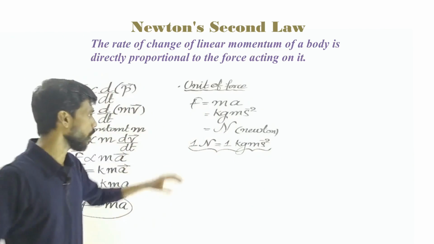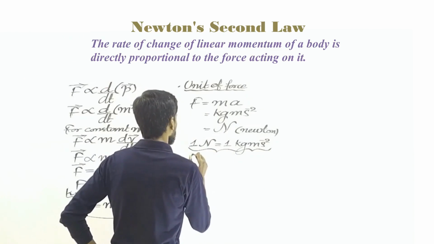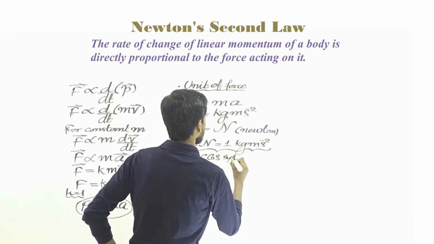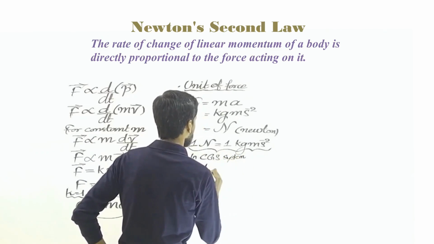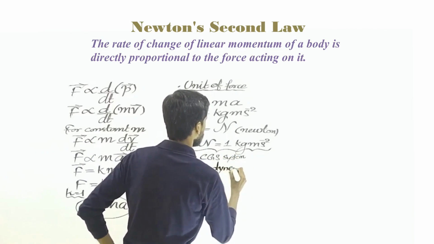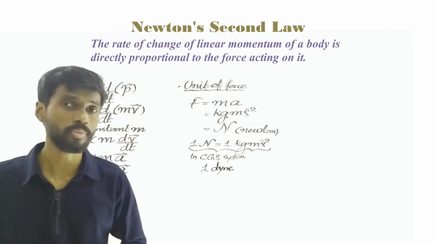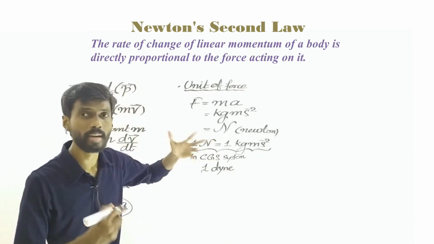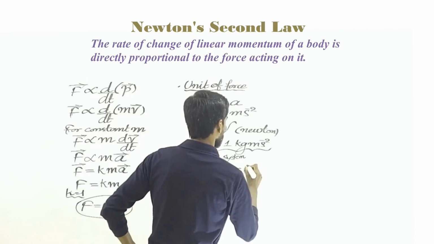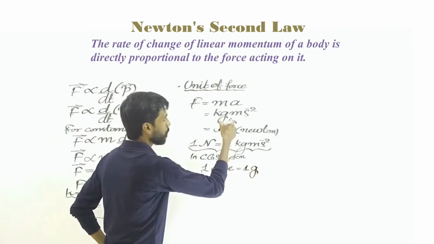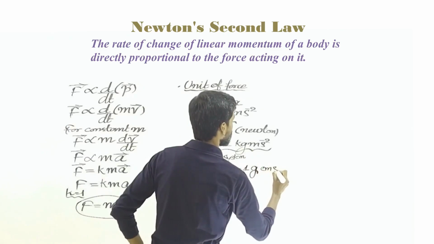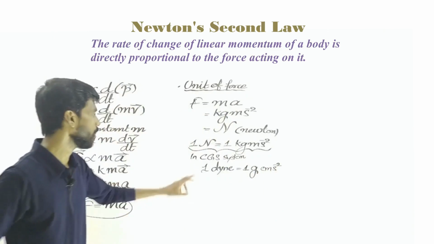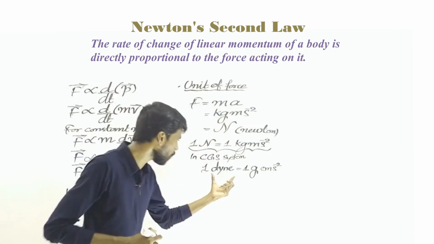Now in the CGS system, this one is MKS, right? In the CGS system, 1 unit of force is denoted by dyne. Dyne is the unit of force in the CGS system. But what is CGS? Instead of kilogram, we write gram, instead of meter, centimeter, and second stays the same. Gram centimeter per second square. So that is the unit in the CGS system, and it is called dyne.